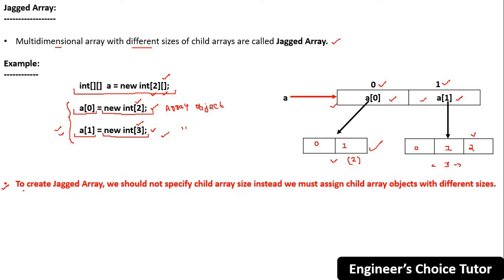So to create a jagged array, we should not specify the child array size. Instead, we must assign child array objects with different sizes. That's what we are doing here, right? Here we are creating a child array object with size 2, and here we are creating a child array object with size 3, and we are assigning these to a[0] and a[1]. Right? In the initial phase, we were not passing the child array size here. This is for the child array size, and we were not passing it here. I hope this much is clear to you.